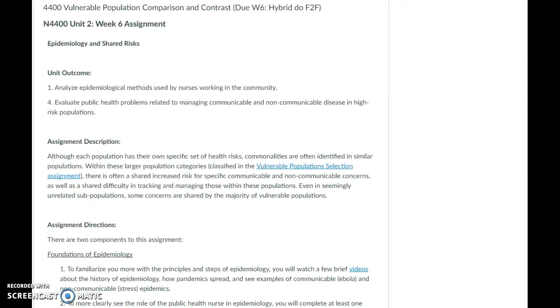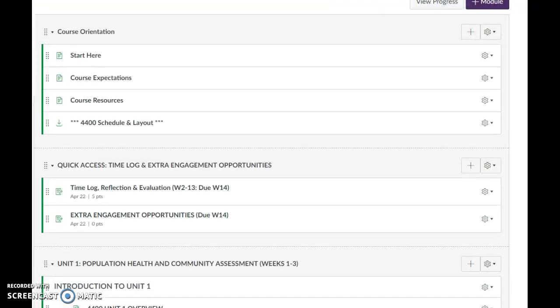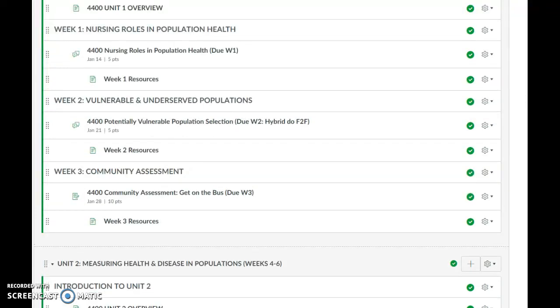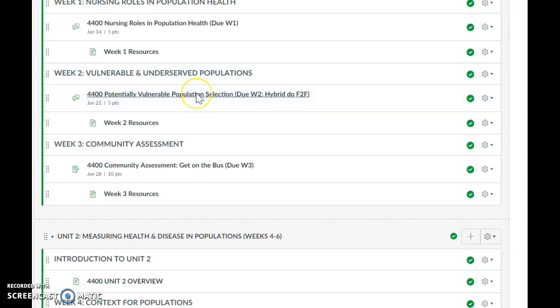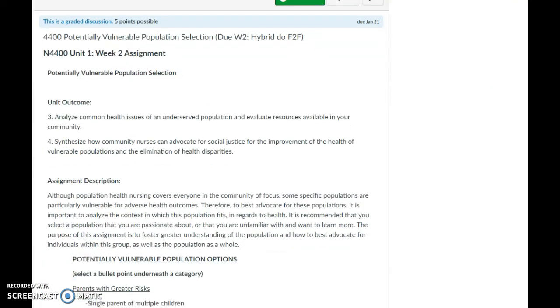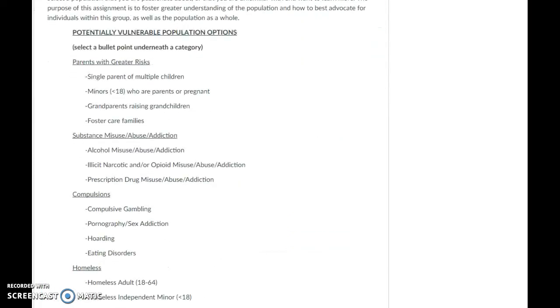Now, the most logical form of groupings is to look back at some of the population clumps. So let me really quickly pull that back up for you as a reference. Just one moment. Again, when we come back to this population selection that you did, you'll notice that the populations are categorized by similarities. So, for example, substance misuse, abuse, and addiction does include alcohol, as well as illicit narcotics and opioids, as well as prescription drugs. So it would make logical sense that those 3 could work together for comparison and contrast.